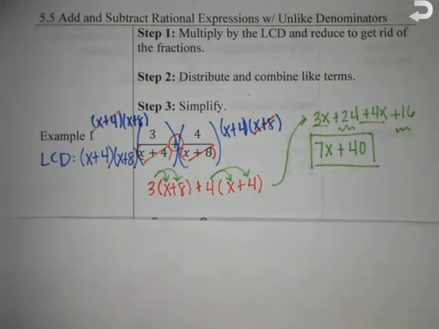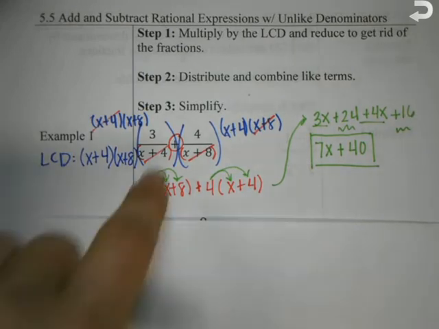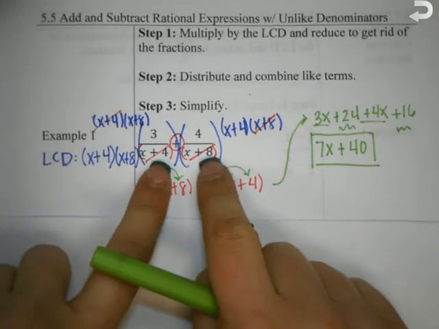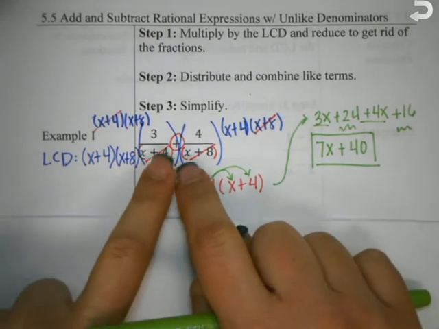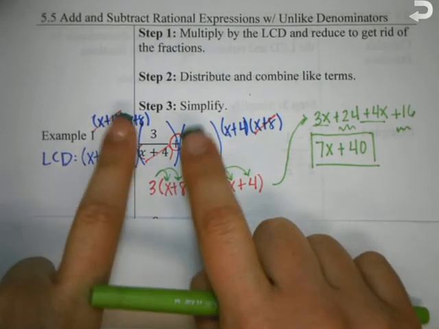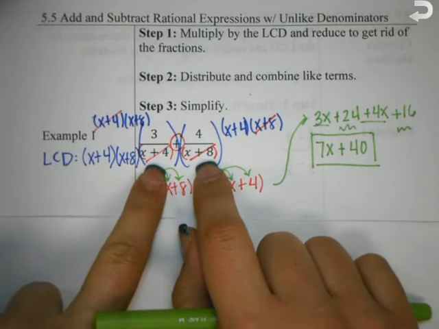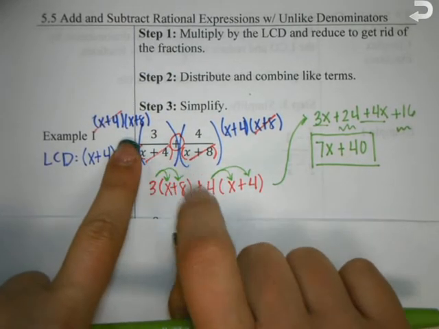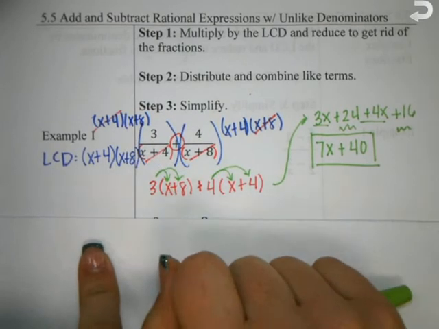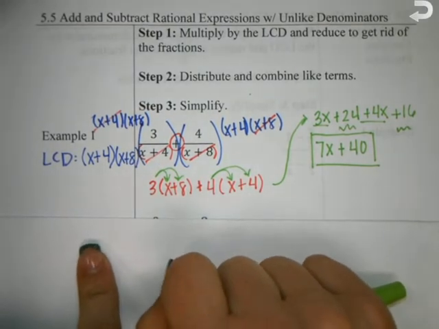So when we have binomials in our denominators, if we multiply those together to make our LCD, they're always going to cancel. So if we ever have a binomial, let's multiply them for our LCD and then they will cancel. Always. Okay? Let's try another one.